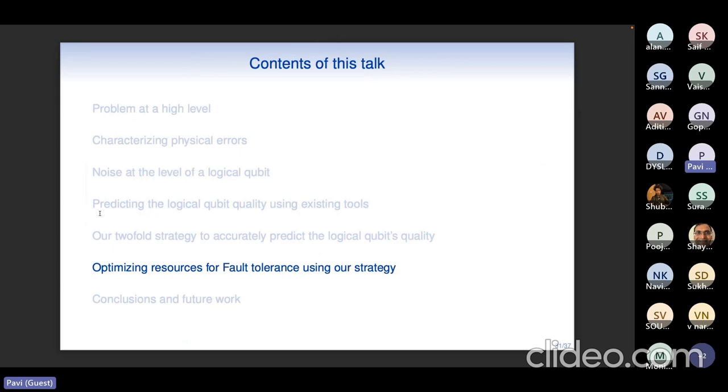Okay, so what we want is to accurately predict the error on the logical qubit after an error correction scheme. We showed how the standard figures of merit don't work. And then we showed another figure of merit, which we call the logical estimator, that does a better job at predicting these logical error rates. Now that we have a fast way of predicting what the logical error rate for a specific scheme is, let's now use it to not only work for a specific scheme, but also compare different schemes to see which is better.